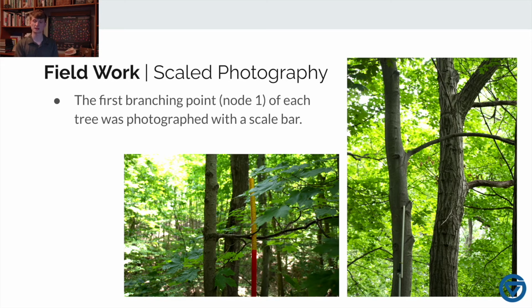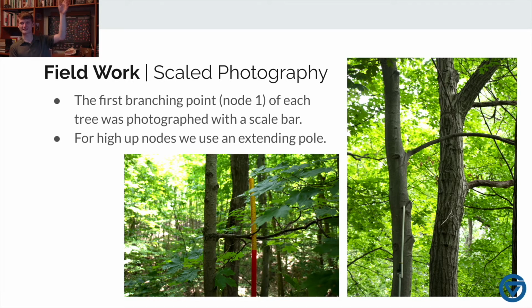And you can just see some examples of some first node photographs. Those are actual photos that we used in our research and took measurements from. And for some higher up nodes, because the first branching point can actually be really high up in a tree, something new we did in this plot that we hadn't done in past experiments is we have this extending pole that can go up like 30 feet with a scale bar attached to it. So I could go out of the forest, get it way up there, and then snap my photo with a scale bar in it. And that's helped our photos be just better, higher quality.